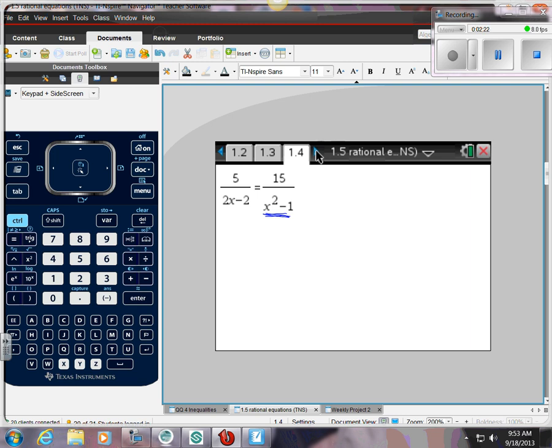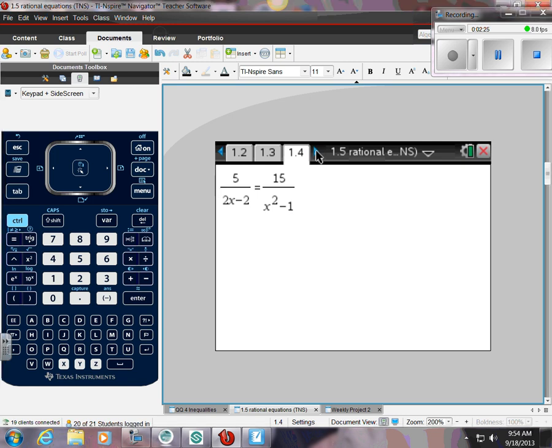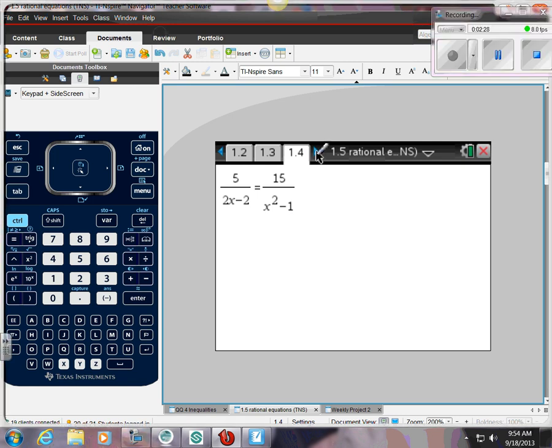Okay, so let's start with cross multiplication here. Let's start with a 5. What am I multiplying 5 by? We're going to put it in parentheses, and we'll distribute it after. Equals, it does not turn into another fraction, as I've seen many of you do on many occasions. Good, 15 times the quantity 2x minus 2. Now what? Distribute. 5x squared minus 5 equals 30x minus 30.